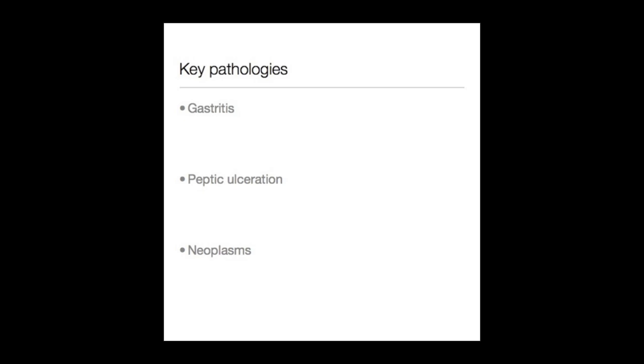So I'm now going to go on to talk about gastritis and its many causes. I'm then going to talk a little bit about peptic ulcer disease, and then lastly I'm going to consider the various malignancies of the stomach, including carcinoma, lymphoma and stromal tumours.